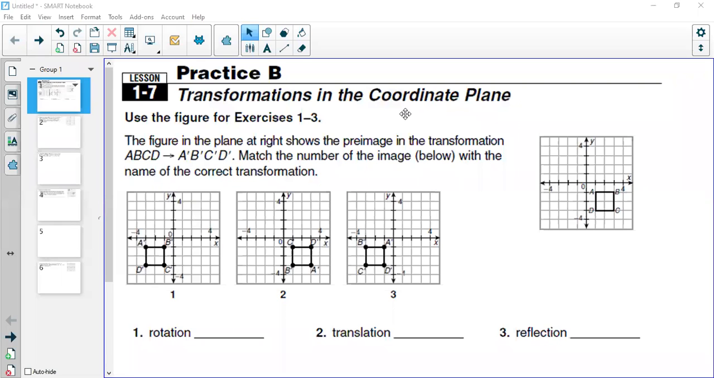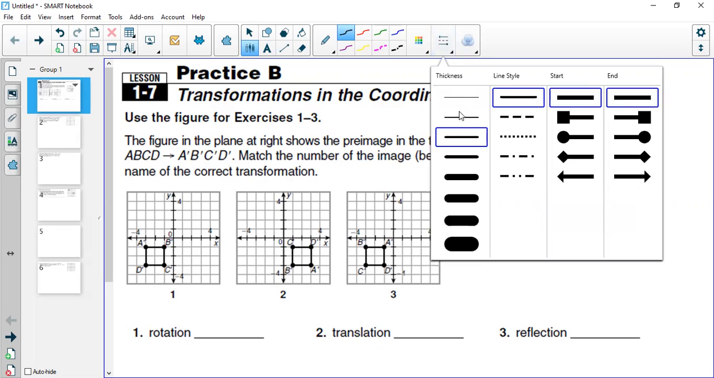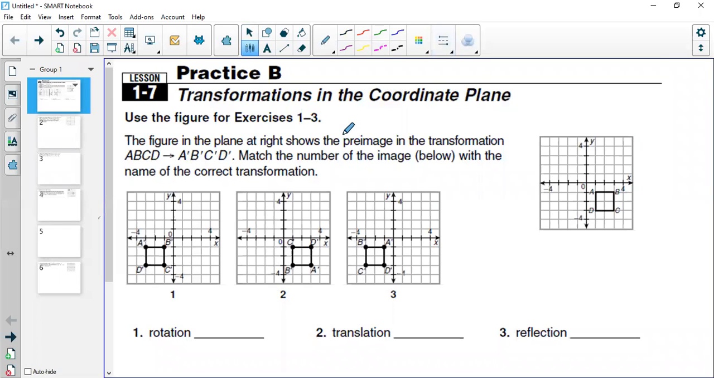Hello everyone. This video will be discussing the answers for homework, that is chapter 1 lesson 7, because it's more important than the explanation video. That's why I'm uploading it before the explanation video. Okay, so you can check your answers. If there is anything wrong, you can just correct them.